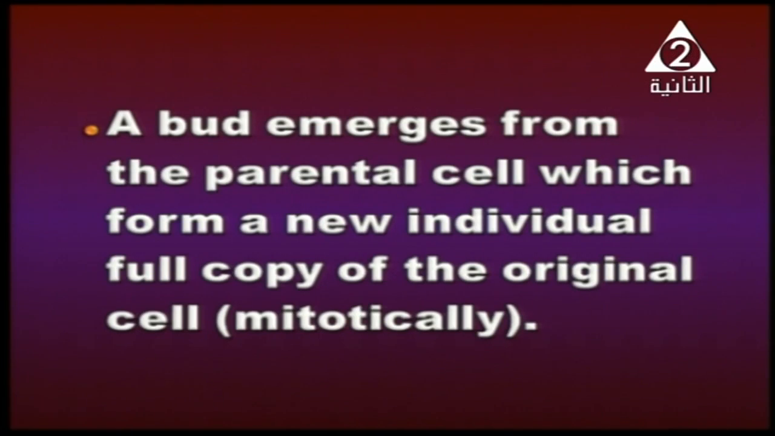After that, the cell can be separated from the parental cell or connected to the parental cell, forming a colony. This occurs by mitotic division, and it is a type of asexual reproduction known as budding.